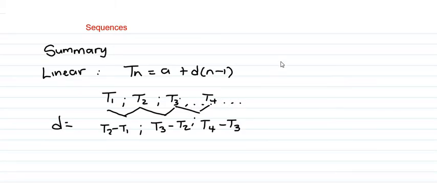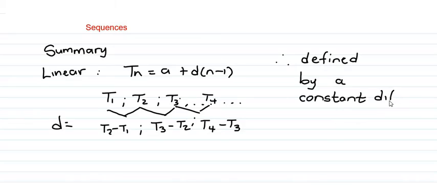Right. And then in summary, a linear number pattern is defined by a constant difference. And by constant difference we mean the difference is an answer when you subtract two terms. And the two terms you subtract must be consecutive terms, not terms that are far apart. So it's either term 2 and term 1, term 3 and term 2, term 4 and term 3, term 100 and term 99. So they need to be next to each other.